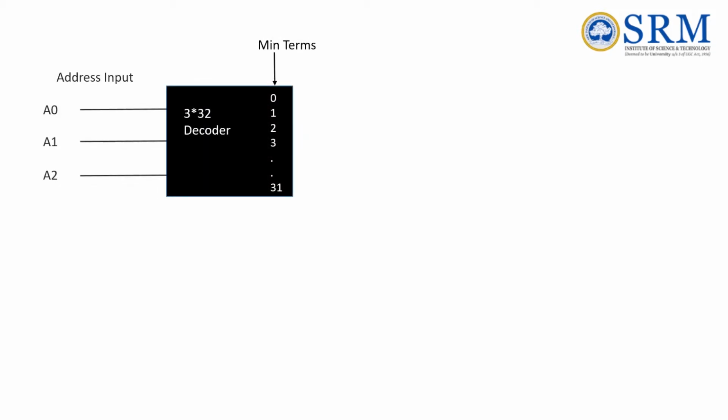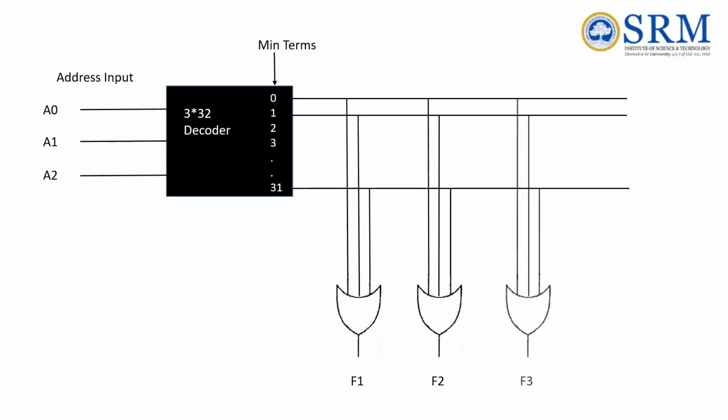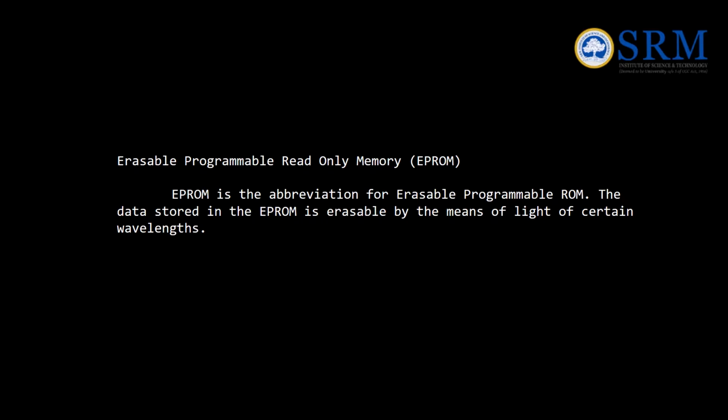Now we will discuss the architecture of PROM. There are three inputs, A0, A1 and A2. These are address inputs and pass the address into a 3x8 decoder. It will generate the min terms. Then we take 3 OR gates and pass the output of the decoder and get the 3 outputs as F1, F2 and F3.